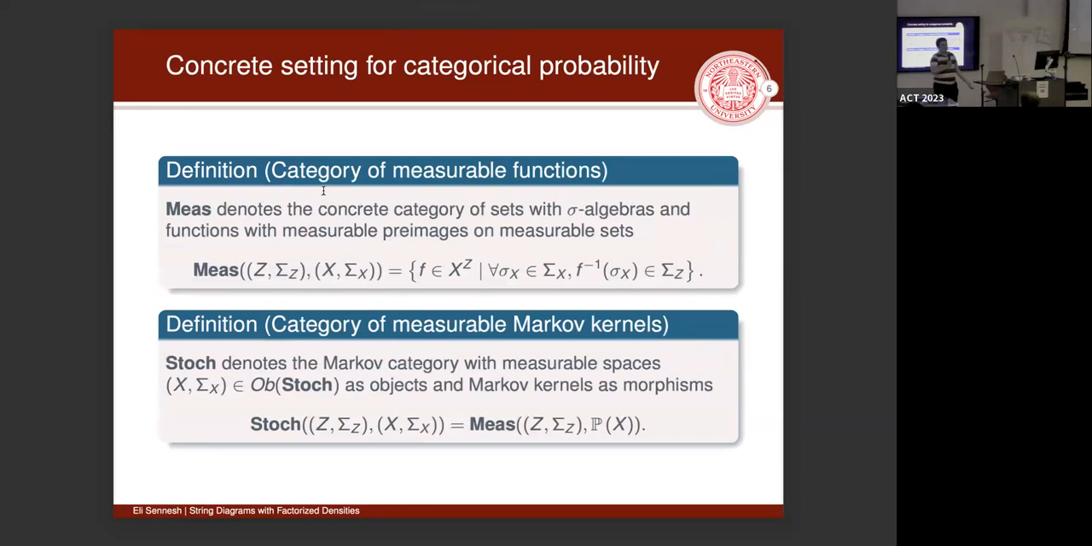So as a concrete setting for categorical probability that I just happen to be using here, you can swap it out and use your own if you like. We're going to work with the category of measurable functions between measurable spaces. Objects are sets with sigma algebras. Morphisms are functions whose pre-images of measurable sets are themselves measurable sets. Then as a further concrete setting, we're just going to have Stoch. This is the result of applying the Giry monad and taking the Kleisli category. So you're going to map measurably from a parameter space into a space of probability measures.